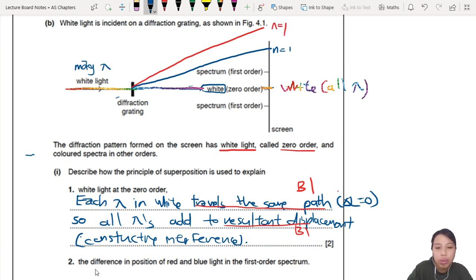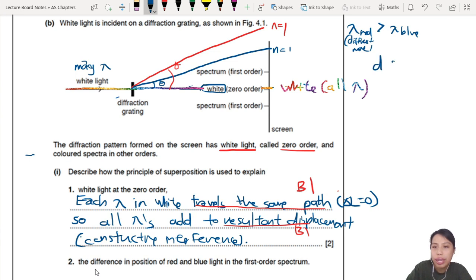So this is your blue light that is reflecting less. This angle is smaller. This angle is bigger. All for the first order. Why is that so? Well, you can think of it this way. The wavelength of red light is bigger than the wavelength of blue light, so it will diffract more. Blue will diffract less.